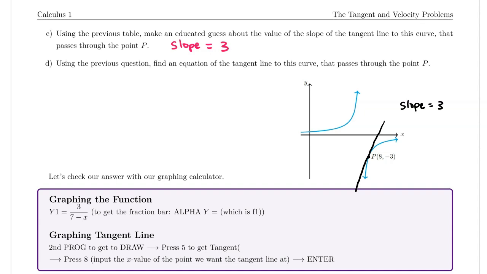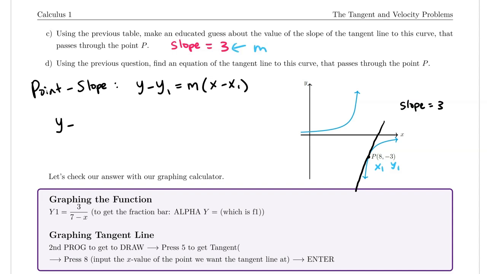So now what I want to do is find the equation of that tangent line. So I'm going to use point slope form. I know that in general, y minus y1 is equal to m times x minus x1. And I can plug in some values. I'm going to call this x1 and this y1, and then this represents m, our slope. So we have y minus negative 3, which is the same thing as y plus 3, is equal to 3 times x minus 8. And so this is our answer in point slope form.